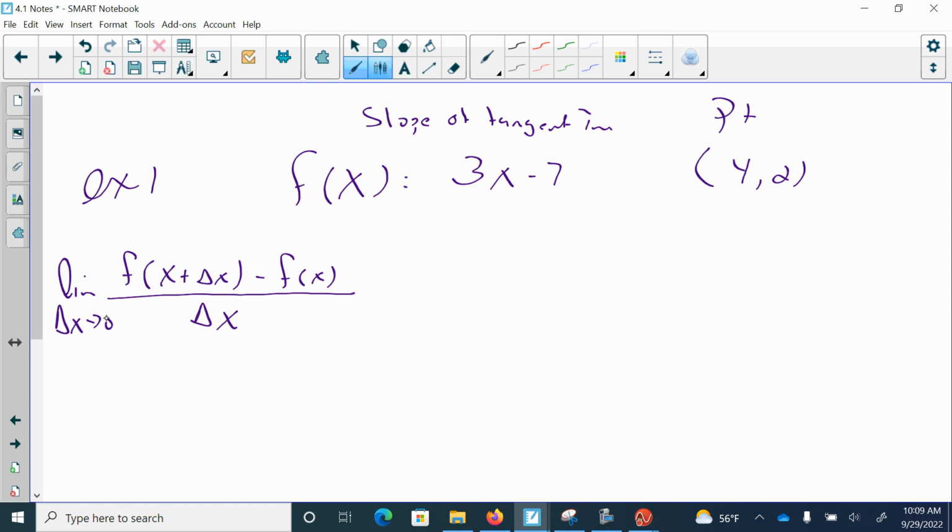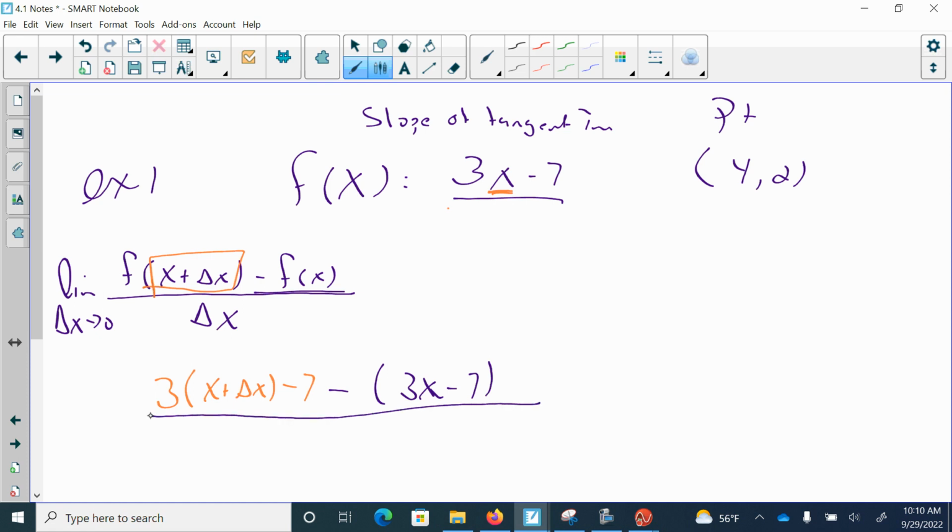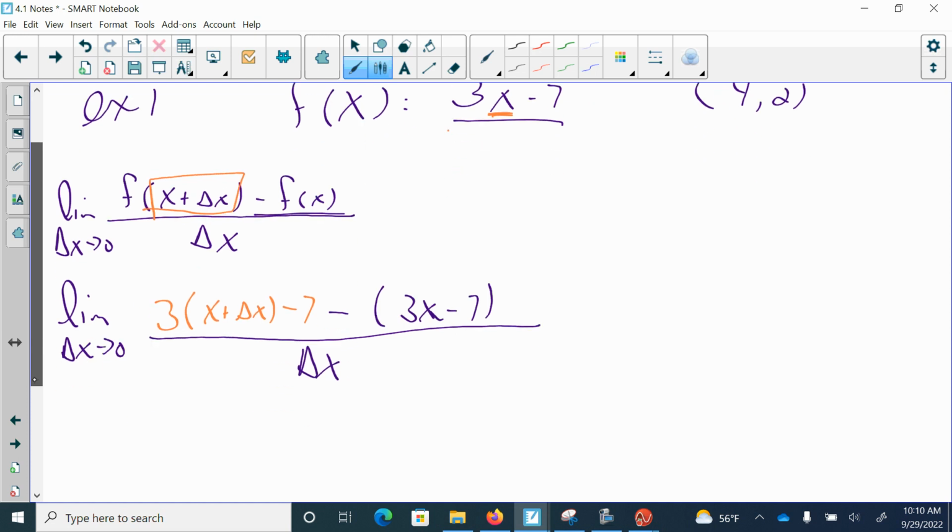Now, any place that I see an x, I'm going to put in x plus delta x. So I'm going to first start off with 3 times x plus delta x minus 7. Everyone good? And then minus f of x. I'm going to put that in parentheses. Why am I putting that in parentheses? So I remember to distribute the negative sign. I'm going to write every single step. I'm not going to be lazy. I'm going to write the limit as delta x approaches 0. Again, very picky about that.